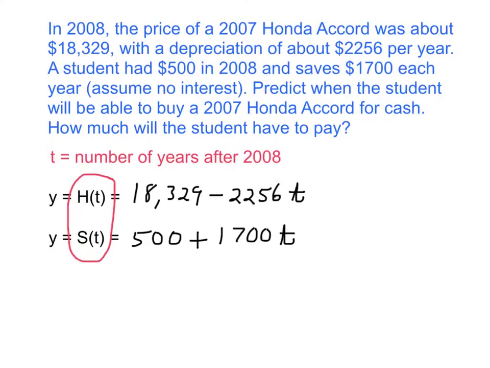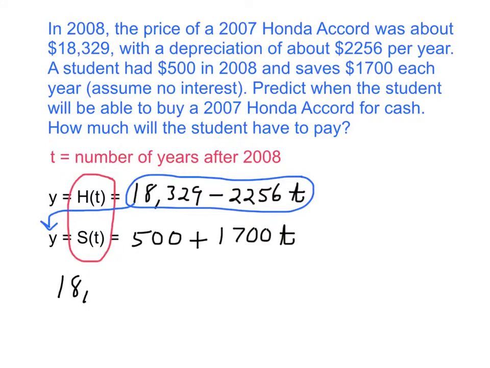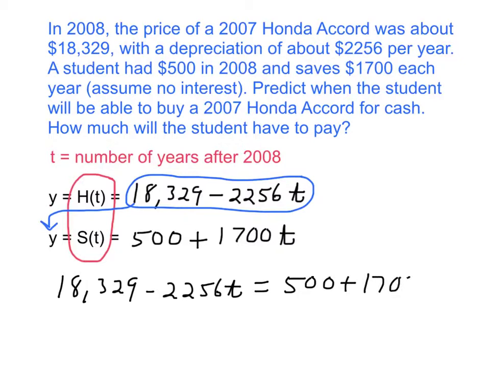And since we're going to use the substitution method again, since y is equal to 18,329 minus 2256t, that means we can take that whole expression and plug it in for y in the second equation. Very simply, that just amounts to setting those two expressions equal to one another. So we will end up with the equation 18,329 minus 2256t equals 500 plus 1,700t.